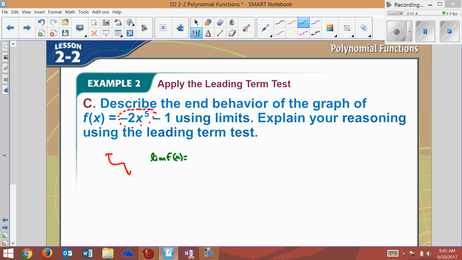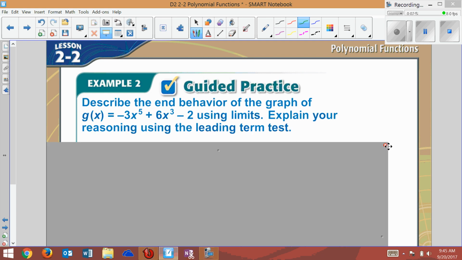What does happen to y as x approaches the left? Well, the graph goes up. And what happens to y as x approaches the right is that the graph goes down. Now, here's one for you to try.